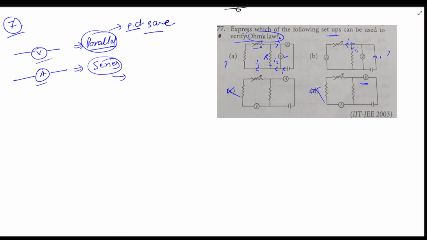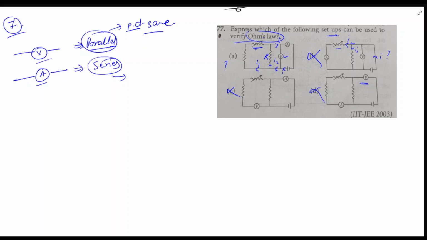Look, this resistance R is variable, right? So what will happen? Let's decrease the resistance. Let's make this resistance 0. So what will happen? All this current will flow from this, and we'll get the voltage, but the ammeter will not get anything. So this is wrong.